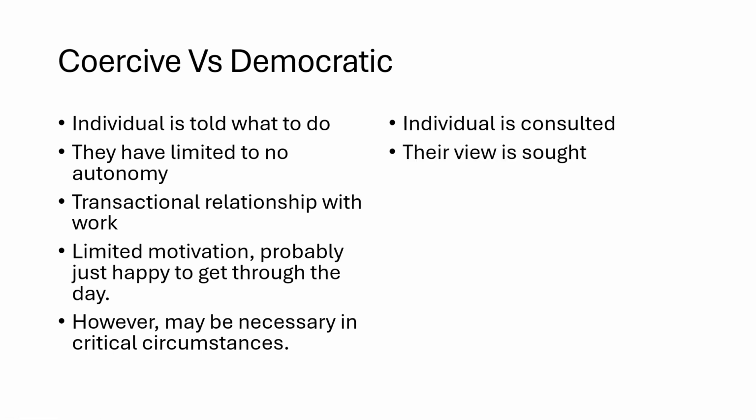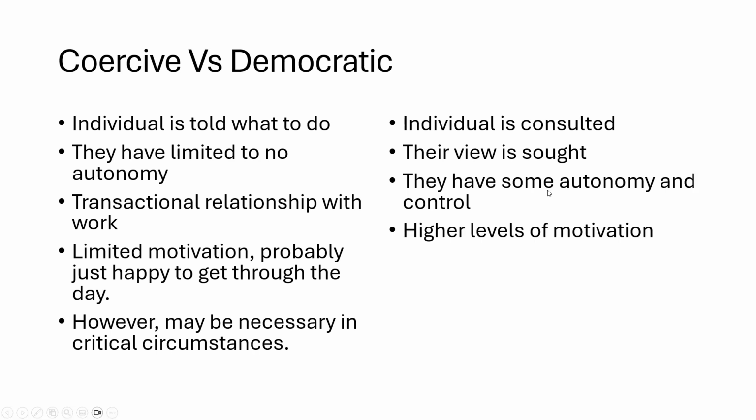The individual's view is sought, so they have some autonomy and control over what's happening. They have an input, so they are consulted. Because of that, autonomy and control are very important to all of us, and those directly equate to our levels of motivation. Daniel Pink's work on the link between autonomy and motivation is really interesting.